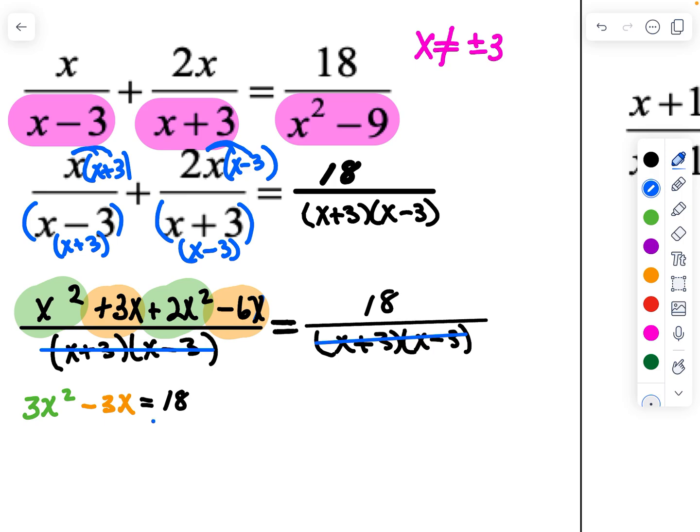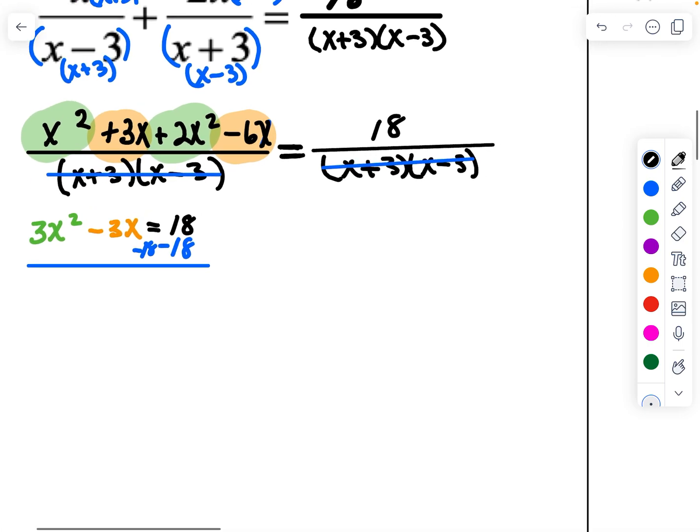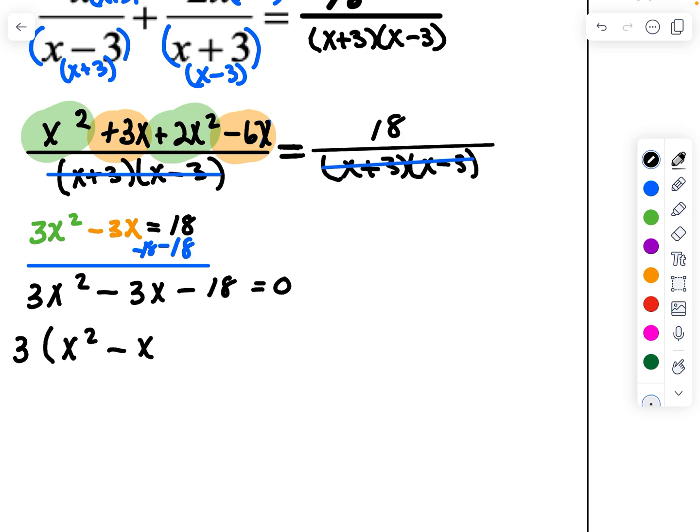But I need the 18 on the other side because I'm going to factor this, so I need it to be equal to 0. So I have 3x squared minus 3x minus 18 equals 0. The entire problem has a 3 in it, so I can pull the 3 out, which will give me x squared minus x minus 6 equals 0. And then this is factorable.